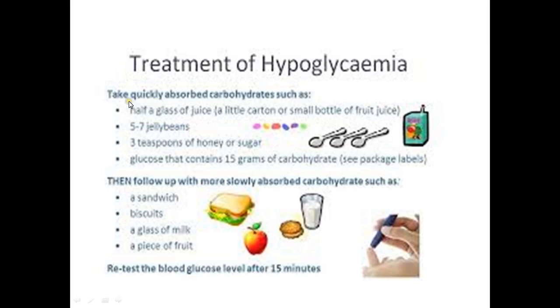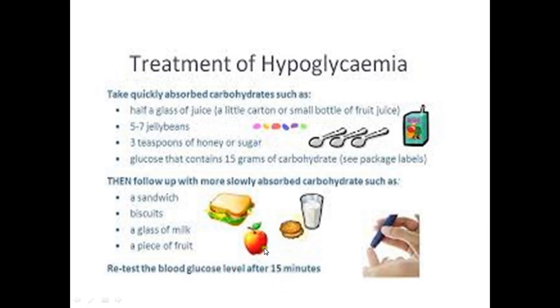So treatment of hypoglycemia: take quickly absorbed carbohydrates such as half a glass of juice, a little carton or small bottle of fruit juice, 5 to 7 jelly beans or sweets, 3 teaspoons of honey or sugar, glucose that contains 15 grams of carbohydrate. So 3 teaspoons of sugar or honey you can dissolve in water and give it. Follow up with more slowly absorbed carbohydrates such as a sandwich, a biscuit, a glass of milk, a piece of fruit. Retest blood glucose after every 15 minutes.